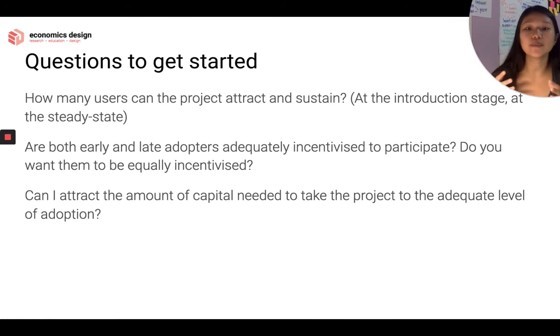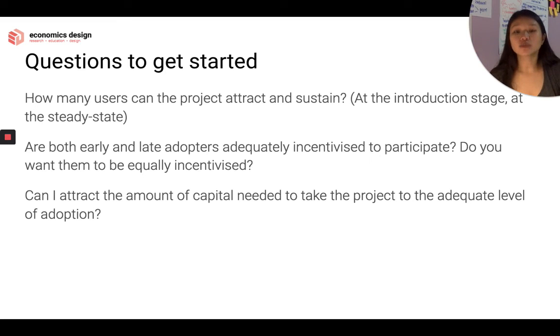And now just 3 basic questions for you to get started and for you to start thinking about how to implement and if you should implement token bonding curves. The first one is, how many users can your project sustain and attract, both at introduction stage and at steady stage? So introduction is where the slow curve is going up. Steady state is where you kind of want it to plateau, where we reach mass adoption.